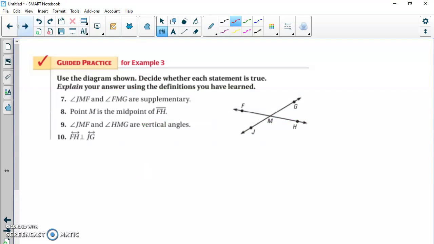Alright, so hit pause and take a few minutes and try these 3 guided practice problems from your textbook. Draw the figure down so that you have it over here. And we will be sure to go through these questions in class next time.